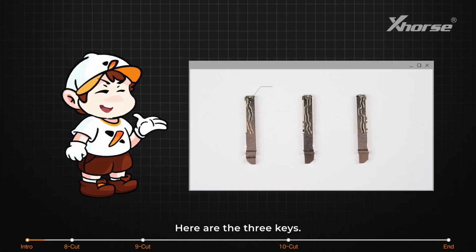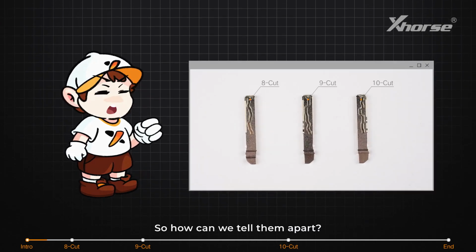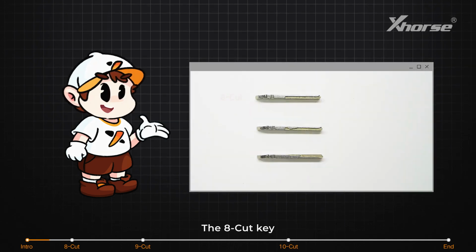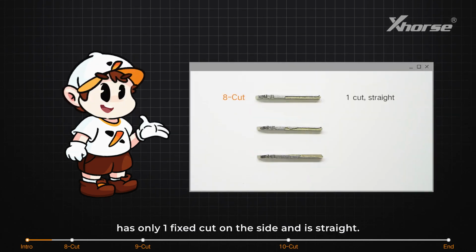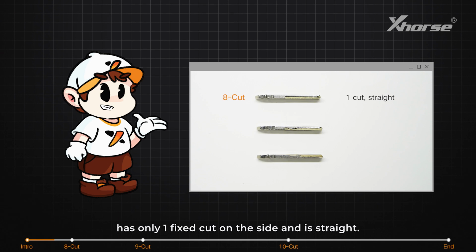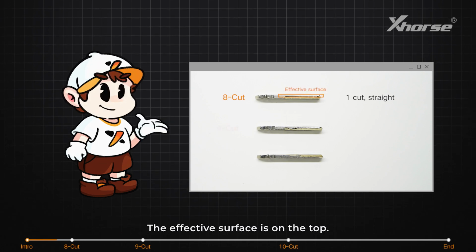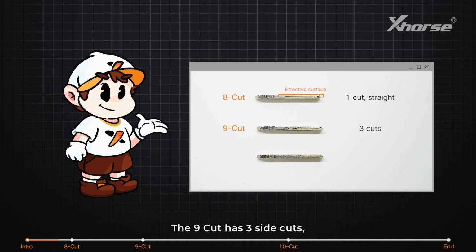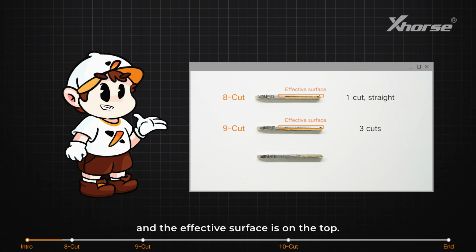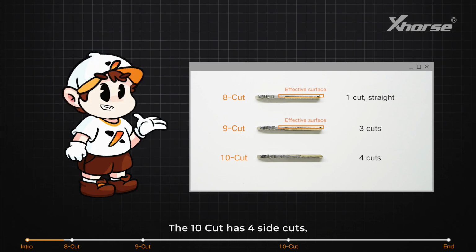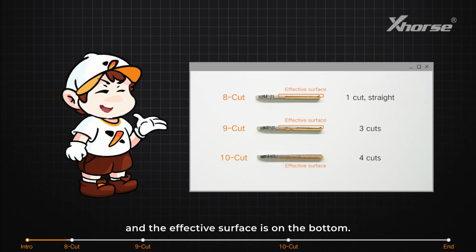Here are the 3 keys. So how can we tell them apart? As shown in the picture, the 8 cut key has only one fixed cut on the side and is straight. The effective surface is on the top. The 9 cut has 3 side cuts, and the effective surface is on the top. The 10 cut has 4 side cuts, and the effective surface is on the bottom.